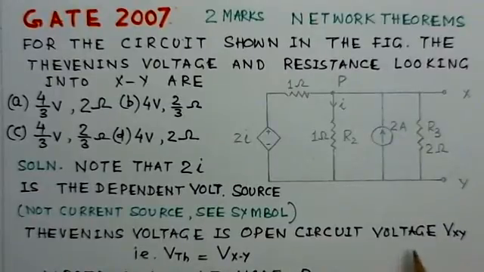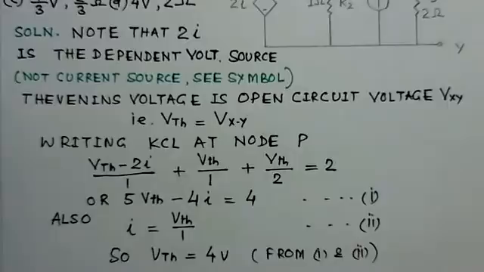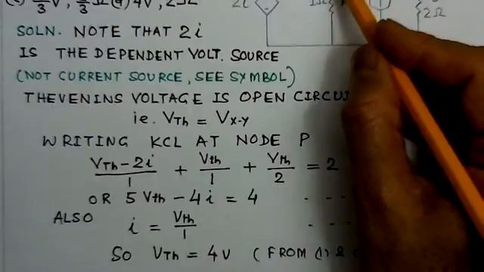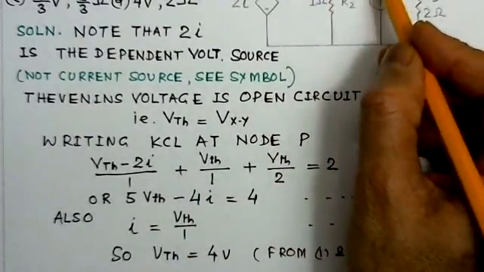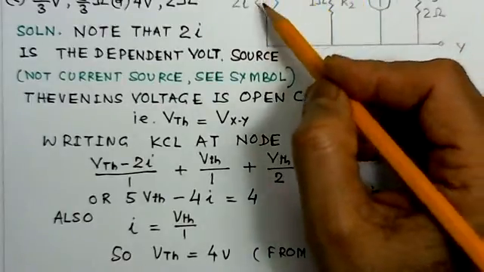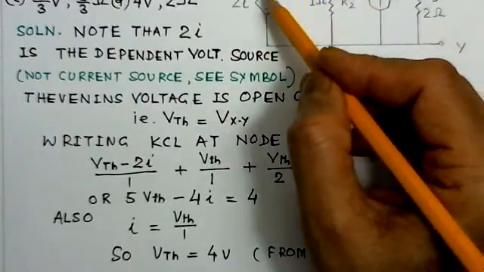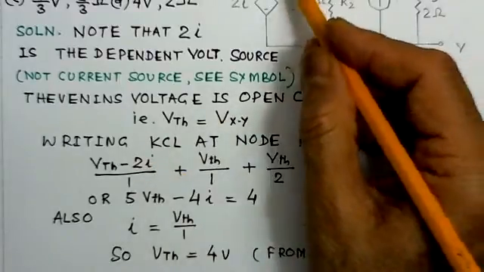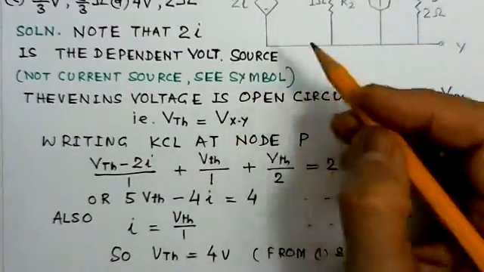Now Thevenin's voltage is the open circuit voltage Vxy. Thevenin voltage basically is the open circuit voltage at the terminals, so Vth is equal to Vxy, and we can write the KCL at this node. So this is Vthevenin. Vthevenin minus 2I: Vthevenin is the voltage at this point, minus 2I of the voltage source. Vthevenin minus 2I upon 1. This is a 1 ohm resistance, so this is the current flowing.